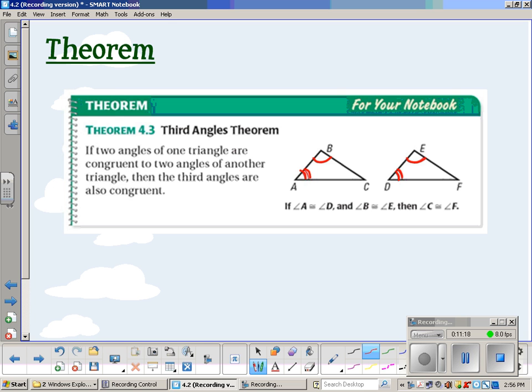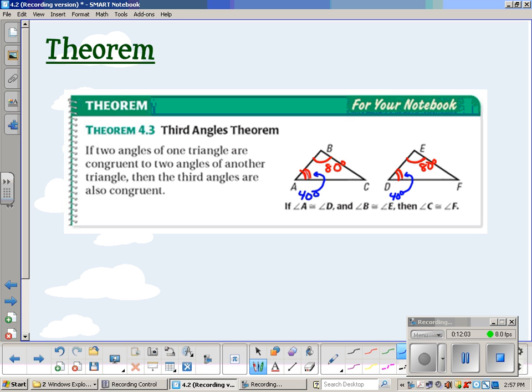So let's think back to what we know about triangles from the last lesson. We know that the three angles in the triangle are going to add up to 180 degrees. So let's make up some degree measures for a second to help us understand this theorem. Let's say angle B equals 80 degrees. That would mean angle E was also 80 degrees. Okay, now let's say angle A is 40 degrees. That would also make angle D 40 degrees since they're congruent.